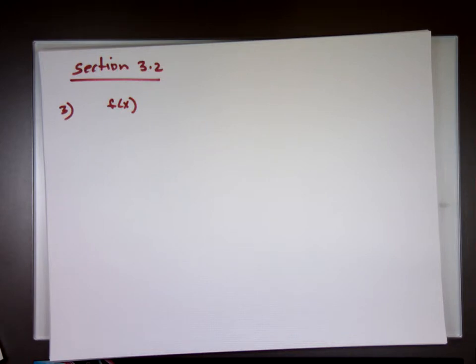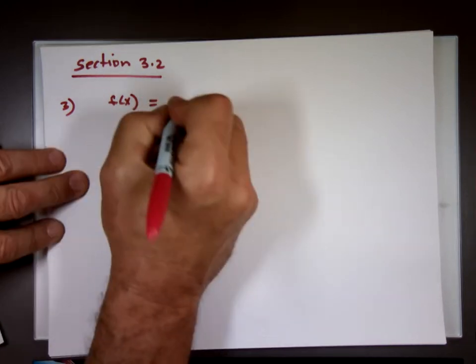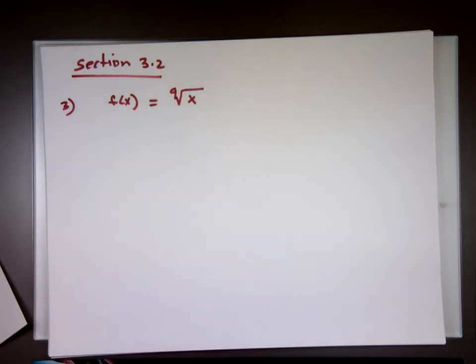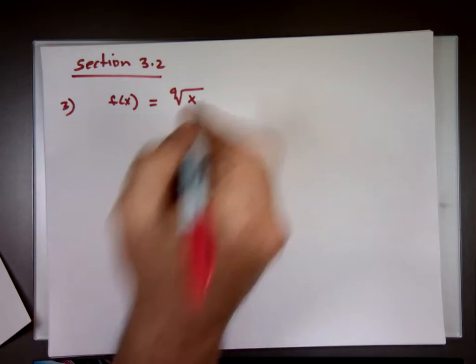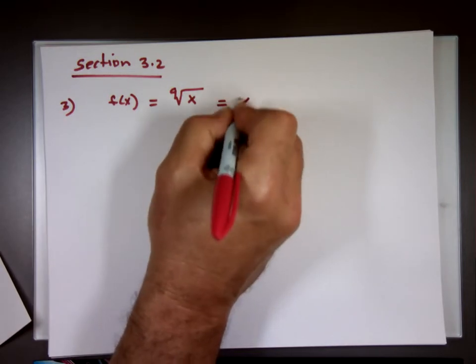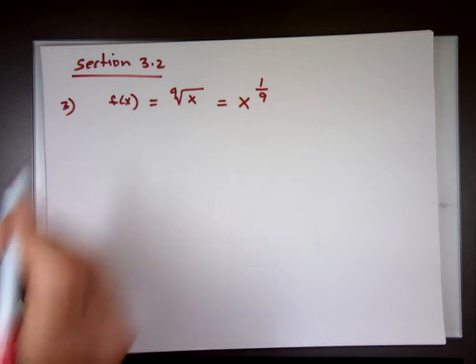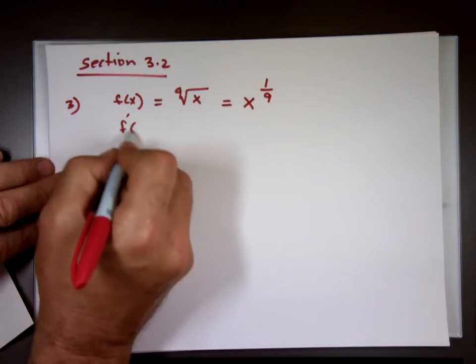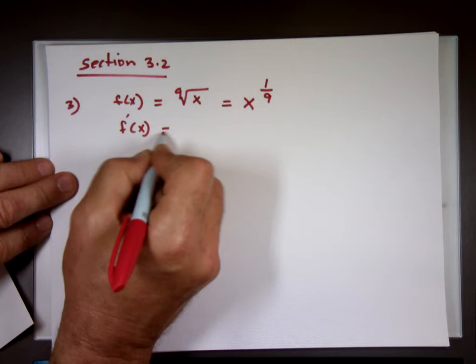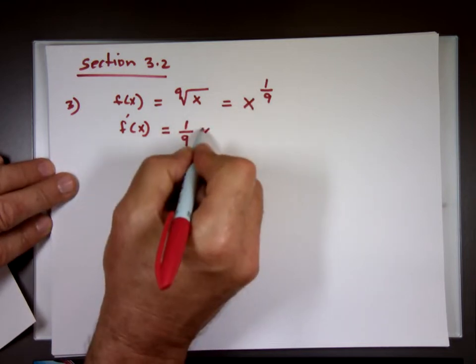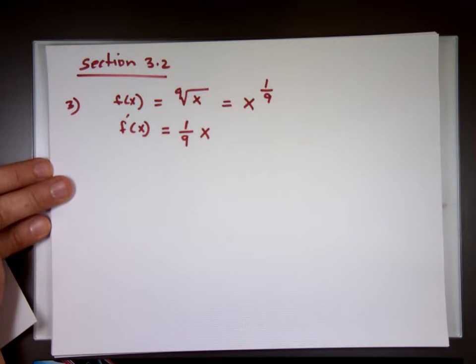f of x equals the ninth root of x. Well, the ninth root of x, you can write that as x to what power? 1/9. So what's the derivative of that? 1/9. You move the power to the front, and you subtract 1 from the power.